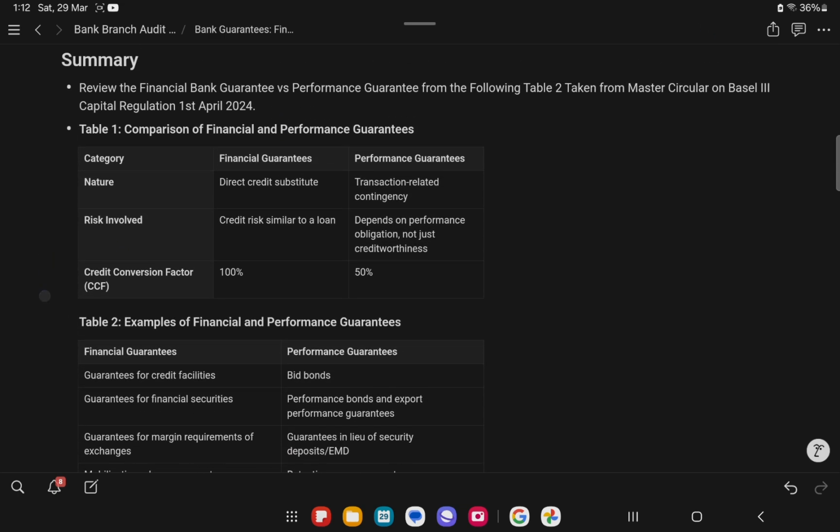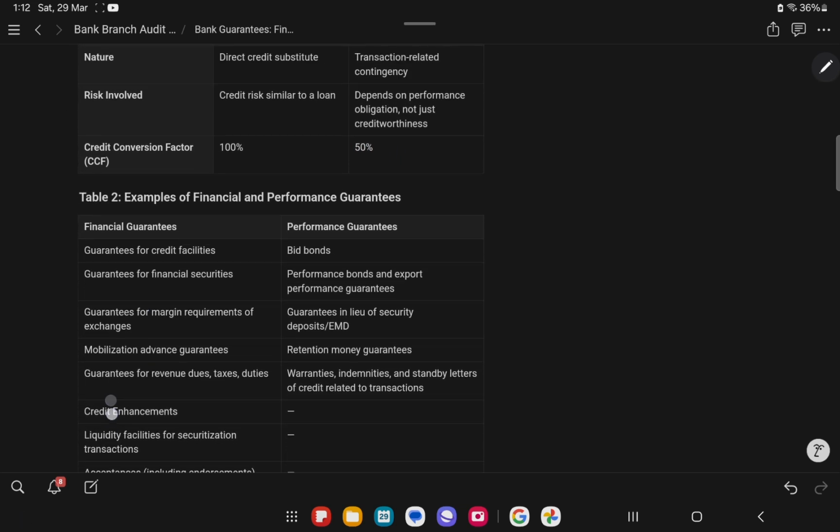So the summary is like this. The first is the financial guarantees is a direct credit substitute. It has similar risk to a loan, and therefore the credit conversion factor is 100%. While performance guarantees are dependent on contingencies, and therefore they are weighted at 50% in the risk weight capital.